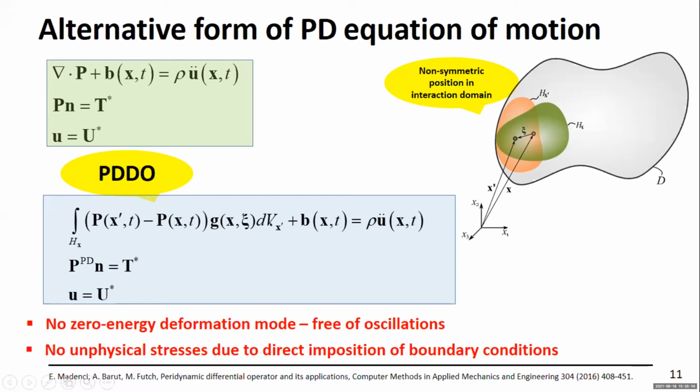So with this representation here, the point X and X prime do not have to be symmetrically located in the interaction domain. As shown here, X and X prime have a non-symmetric position. And it doesn't have a zero energy deformation mode, so you are free of oscillations, and you don't have unphysical stresses due to the direct imposition of boundary conditions.